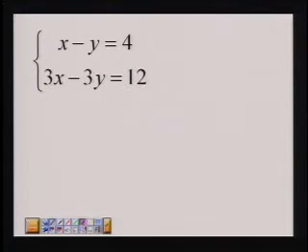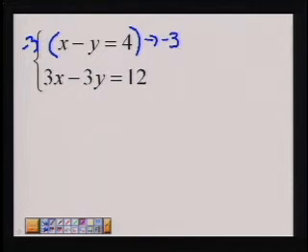So I don't have any variables matching up, but my x's can match easily if I multiply my top equation by negative 3. So I'll do that. So negative 3 times x is negative 3x. Negative 3 times negative y is plus 3y.